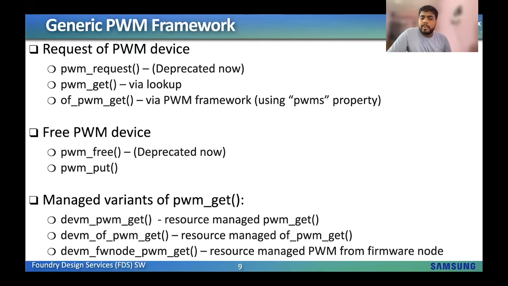That's the basic meaning of resource managed. Then there is devm_of_pwm_get. Again, this is the resource managed version of the of_pwm_get API. This function is the same, and it gives us the resource managed device node. Then there is another API called devm_fwnode_pwm_get. It returns the resource managed PWM device from the firmware node. There is a firmware table present in the DT file or in the board file, and those firmware tables have nodes for different devices. So if you want to get the node for the PWM device from the firmware table, we use this API to get the PWM device from the firmware node.